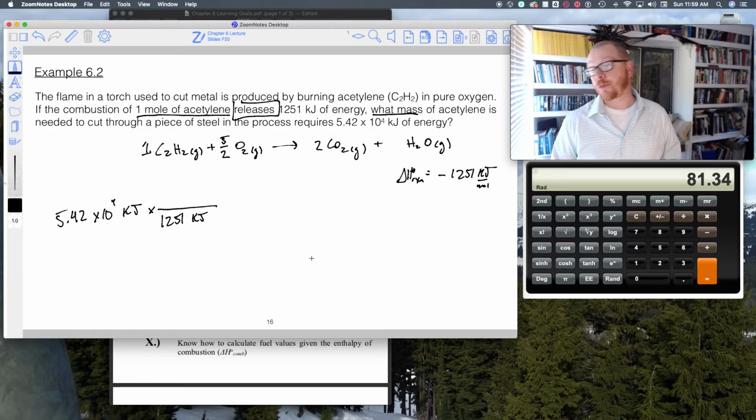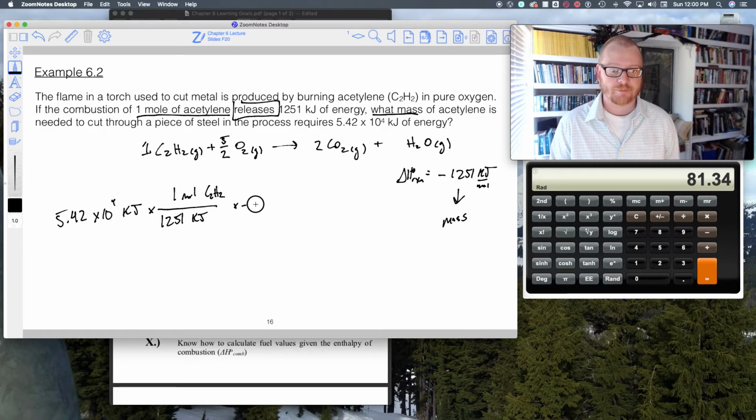And here's the tricky part of thermo, because we notice that it's a negative sign for the delta H. But in this problem, I'm just going to use the absolute value of that number, because I'm trying to convert this energy into a mass. So I don't need the negative sign, because you can't have negative mass, right? And so the way this works, because it was 1251 kilojoules over 1 mole, I can also say that that's 1 mole over 1251 kilojoules. And specifically, that's 1 mole of C2H2, of acetylene, right?